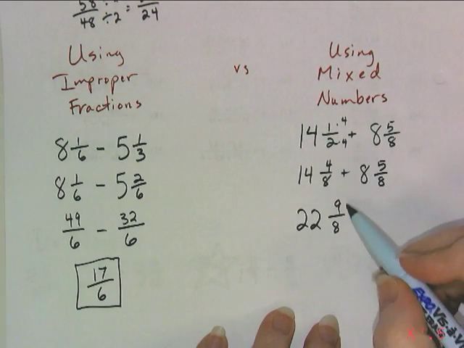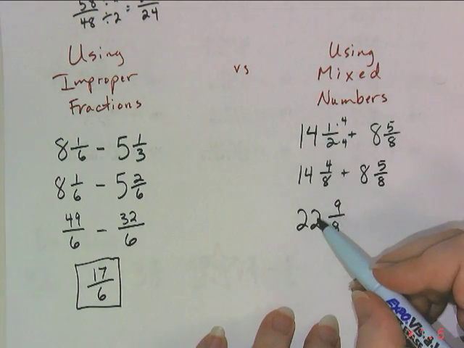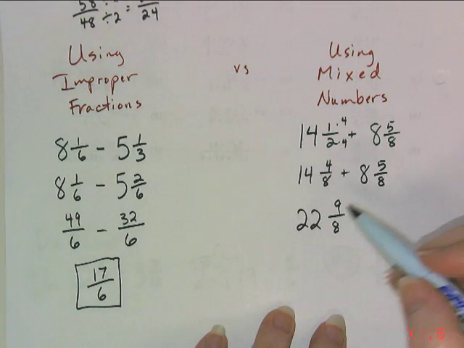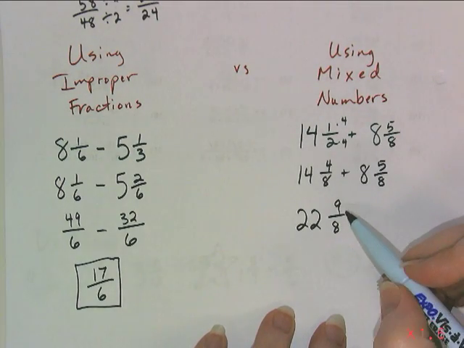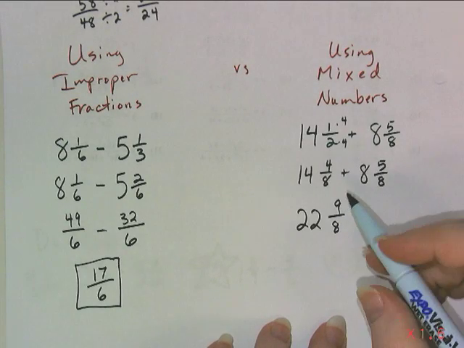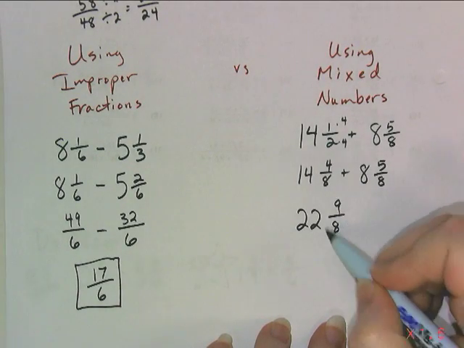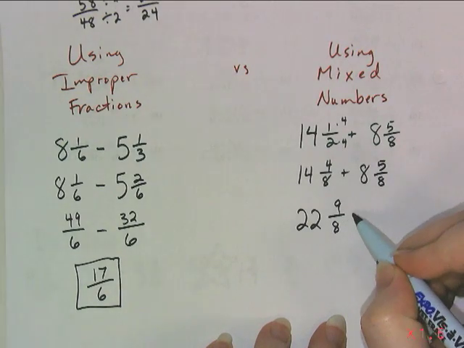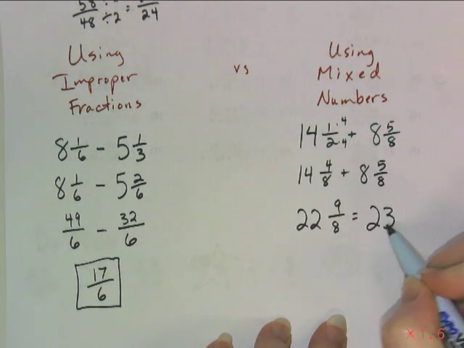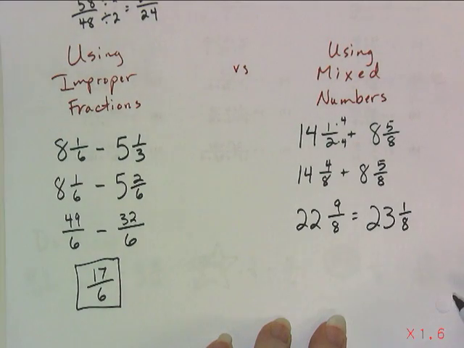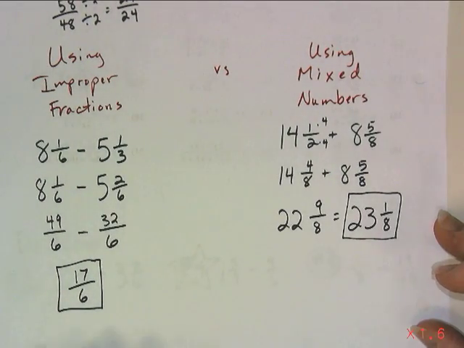But wait a minute, I can't leave an improper fraction as part of a mixed number. Improper fractions are great on their own, not as part of a mixed number. That's not allowed. So I've got to take the extra whole out of here, take 8/8 away to give myself an extra whole, leaving me 1/8 left over. So again, just an example of a time where using mixed numbers might be better.